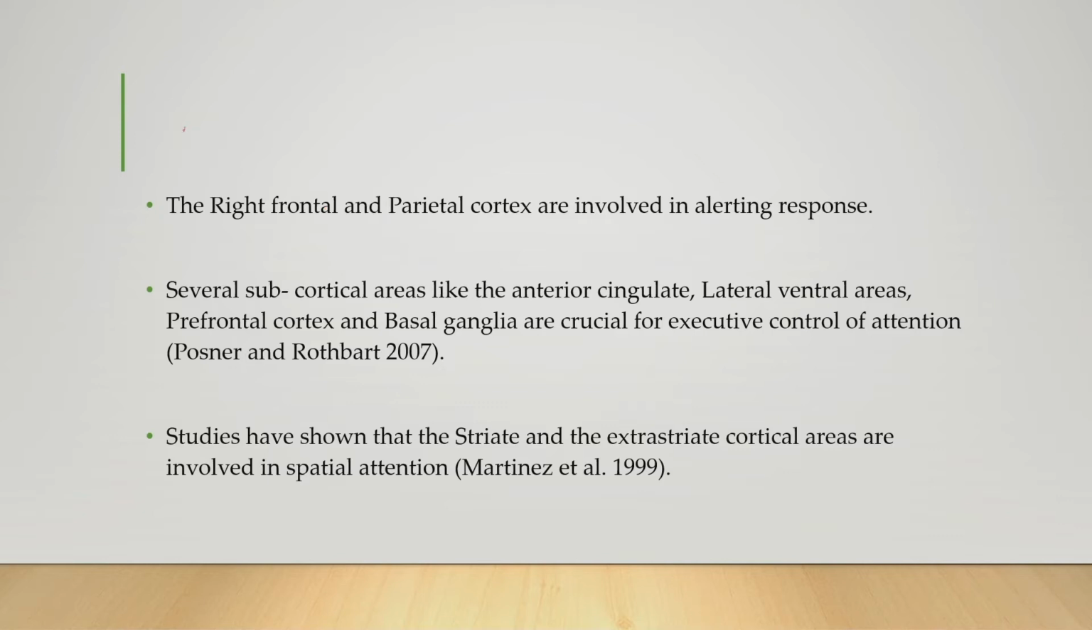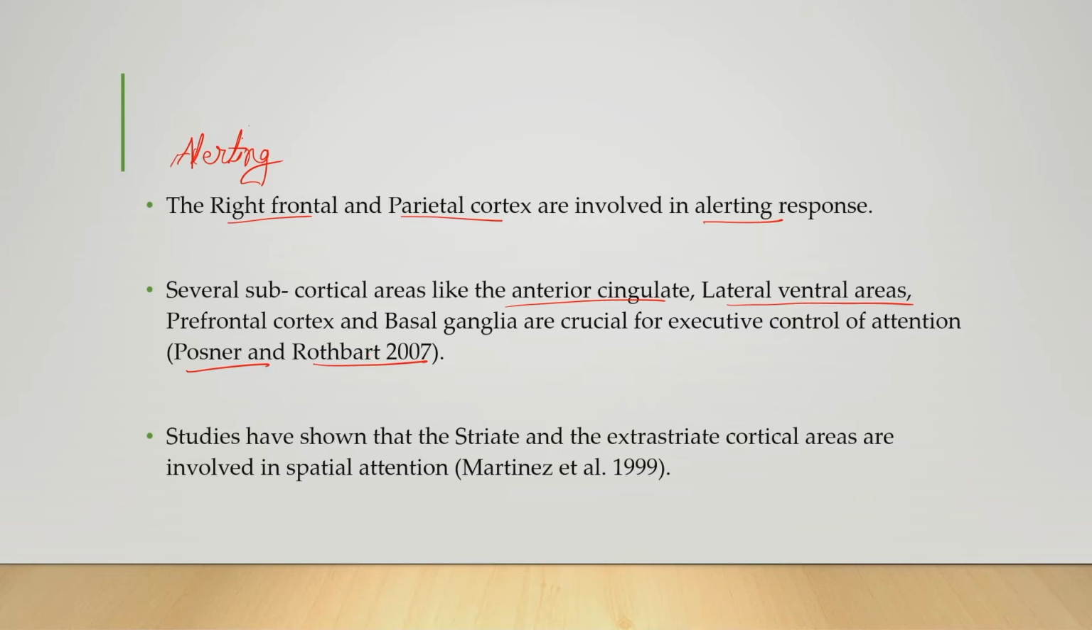Similarly, we have alerting. So, right frontal and parietal cortex are involved in alerting responses. On the one hand we have seen orienting and then we have alerting. Several subcortical areas also, like the anterior cingulate, lateral ventral areas, and so forth, have been found to be crucial for executive control of attention. That is the work of Posner and his group.